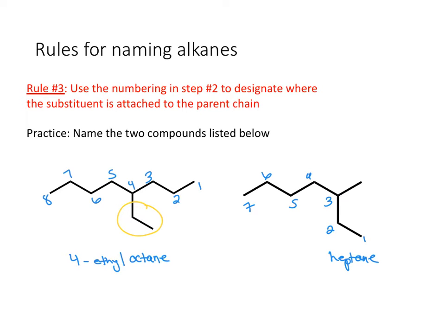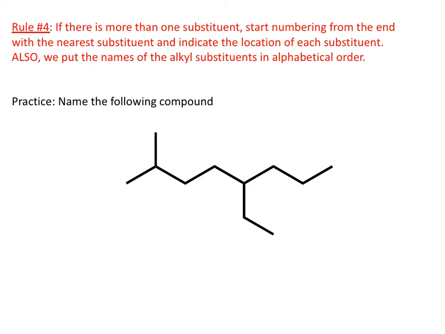So now let's try the next one. So here we have the branching at carbon 3, and at that branching we have 1 carbon. We have a CH3 group, which is called a methyl group. So now we just add that information to the name. So this becomes 3-methyl heptane. Now we're steadily getting more complex here.